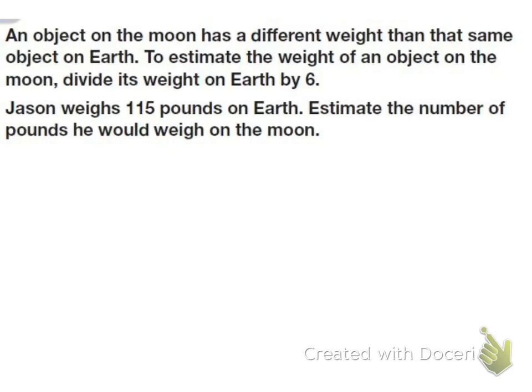All right, on this problem it says, an object on the moon has a different weight than the same object on Earth. To estimate the weight of an object on the moon, divide its weight on Earth by 6. So Jason weighs 115 pounds on Earth. Estimate the number of pounds he would weigh on the moon. Since we're going to estimate, we're going to round 115 pounds up to 120. And then we're going to divide 120 by 6.